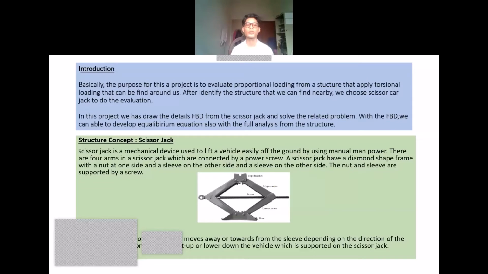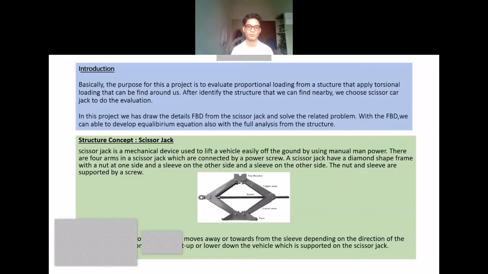In this project, we have drawn the details such as the FBD, free body diagram, of the scissor jack and solved the related problem. With the FBD, we are able to develop the equilibrium equation, also with the full analysis of the structure. So I pass to Aiman Affandi for the structure concept.